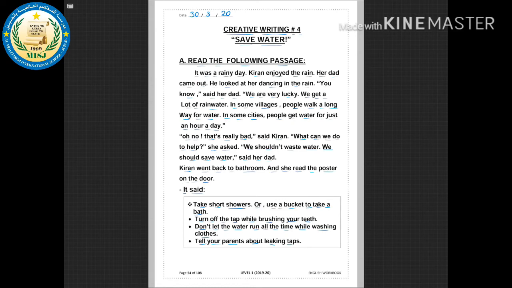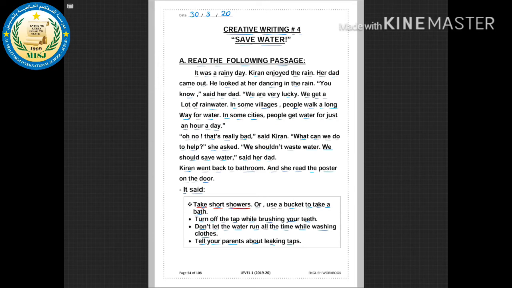Then Kiran ran back to her bathroom, and then she saw a poster on the door. There was something very important written on it. Do you remember, students, what was written on it? Let's pay attention. Number 1. Take short showers. Use a bucket to take a bath. If you want to take a shower, then take a short shower, not for a very long time. Because the longer you take the shower, the more water will be wasted. Or you could use a bucket instead to take a bath.